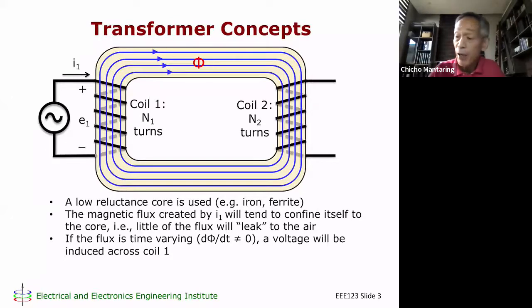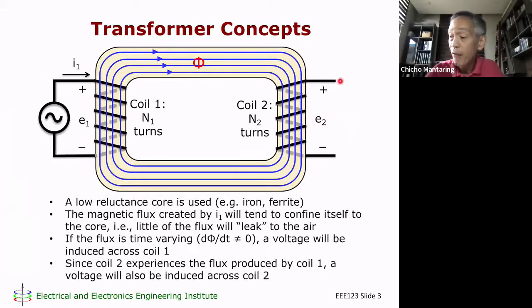Now, what happens if I connect another coil to the same core? So this is a second coil connected to the same core, this time with N2 turns. This particular coil is going to experience the same flux that was produced by I1. And because this flux is changing with time, expect that you will get a voltage induced also in your second coil.